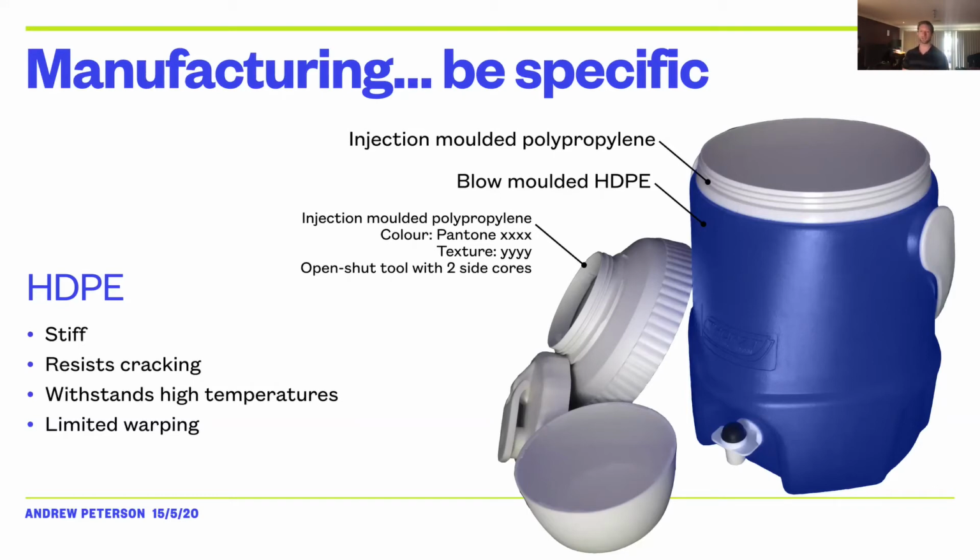But to know that a part is going to be blow molded, you have to be aware of the guidelines and work out, okay, well, this is the design of my product. What's the appropriate process to use? What's the appropriate material? You can start qualifying your materials and say, okay, well, we're using HDPE because it's stiff, it resists cracking, it withstands high temperatures, and it's got limited warping. And so you don't need to tell us everything about the material, but tell us the key things about why a material might be chosen for that particular task.